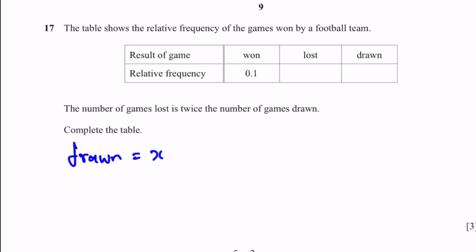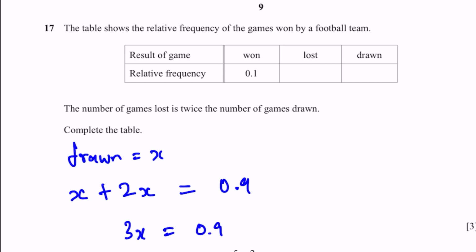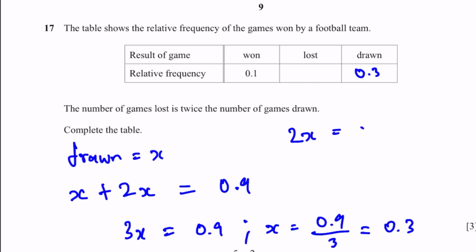Drawn equals x. x plus 2x, because lost is twice of it, equals 0.9, which is 1 minus 0.1. So 3x equals 0.9, x equals 0.9 by 3, which is equal to 0.3. So the number of games drawn is 0.3, and 2x, which is lost, is equal to 0.6, because 2 into 0.3. That's the answer.